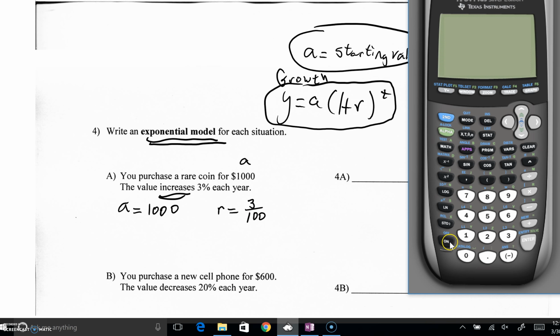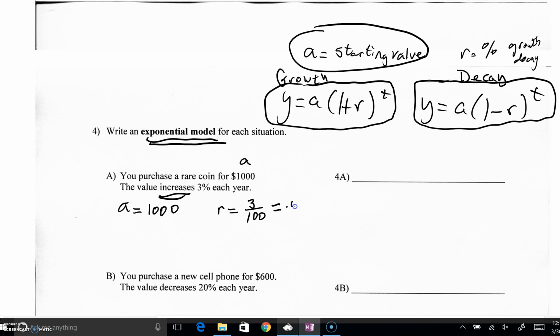So what you can do very, very quickly is just type that in. 3 divided by 100 is a safety net. I think we all know it's going to be 0.03. So what you do, plain and simply, because you have growth, you're going to have a times 1 plus r to the t. This is going to be 1,000. And we're going to have 1 plus 0.03 all raised up to the t power.